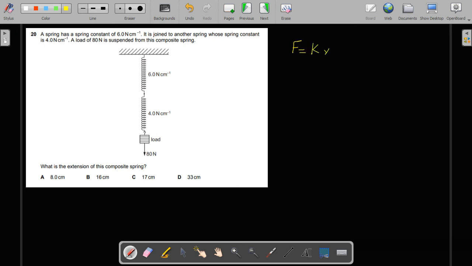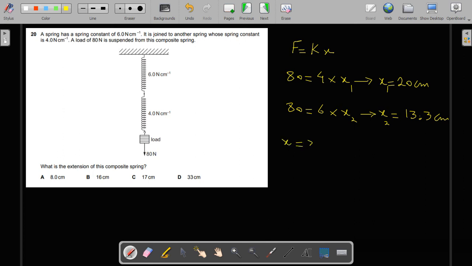Hooke's formula is F equal to Kx. So F is 80, K is 4. This is 20 centimeter, x1. Also again you can write 80 equal to 6 times x2. So x2 will be 13.3 centimeters. So total extension will be x1 plus x2, which is 20 plus 13.3, which is 33.3. If you round off, it is nearly 33 centimeter, which D is right.